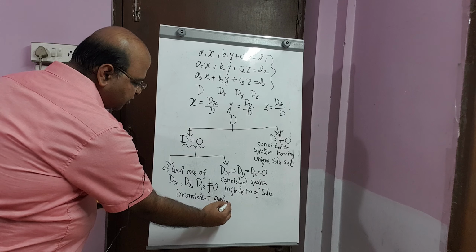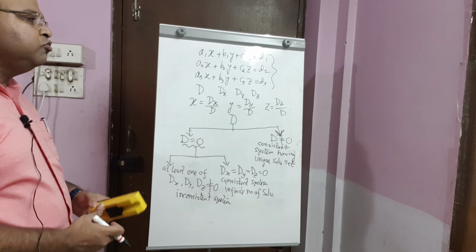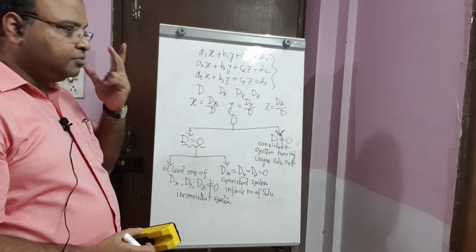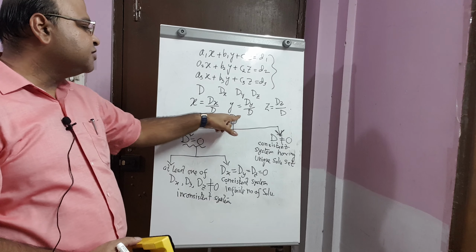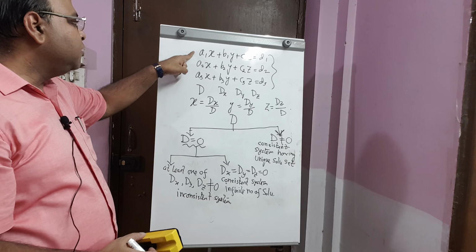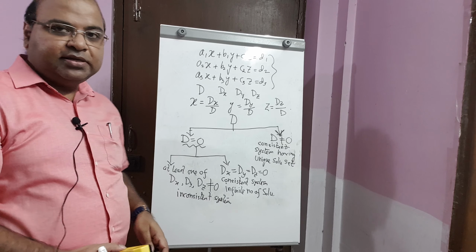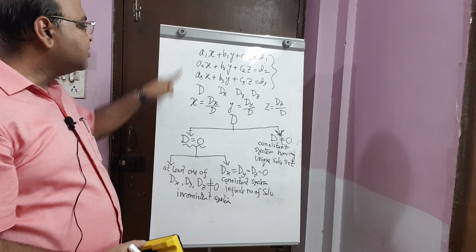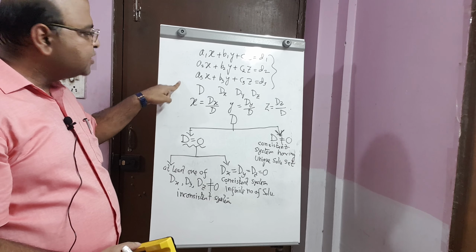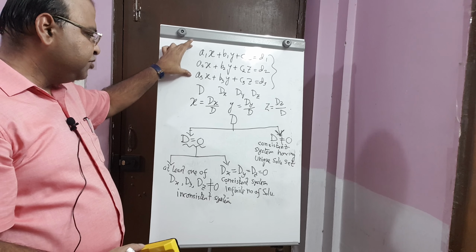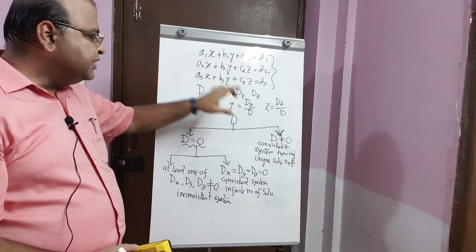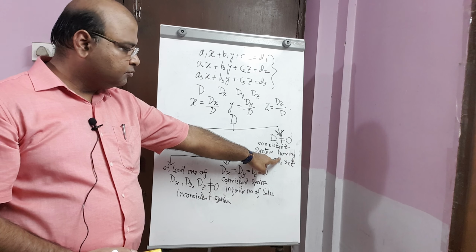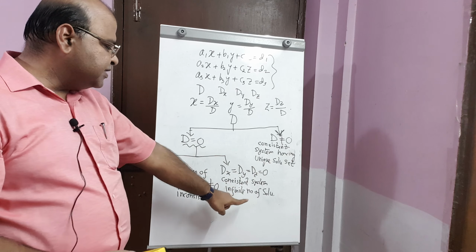Which means there would be no solution to this system. We cannot find any triplet x, y, z which will satisfy all the 3 equations simultaneously. So, here we have the condition for consistency under Cramer's rule, which states that a linear system of equations can either possess a unique solution, or it can possess infinite number of solutions, or it can have no solution.